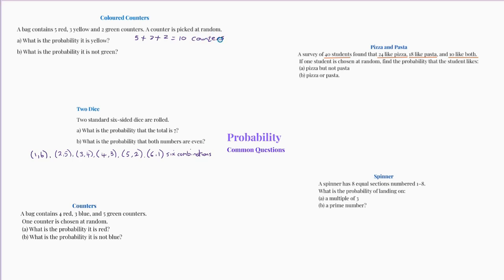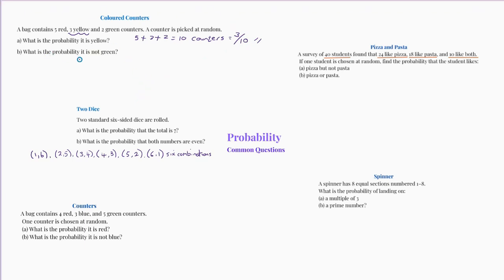So what is the probability it is yellow? So let's have a look. How many yellow have we got? 3. So it's going to be 3 over 10. Can't simplify it. That's it. That's your answer.